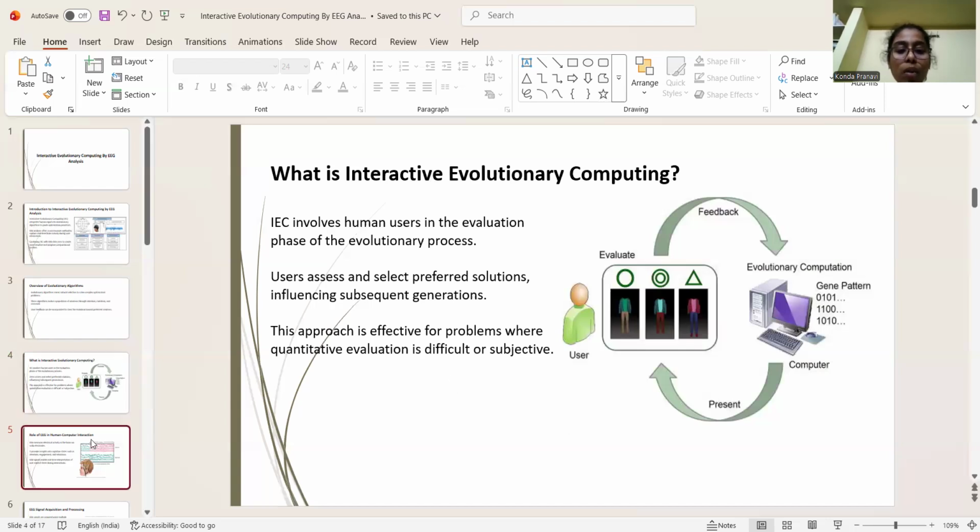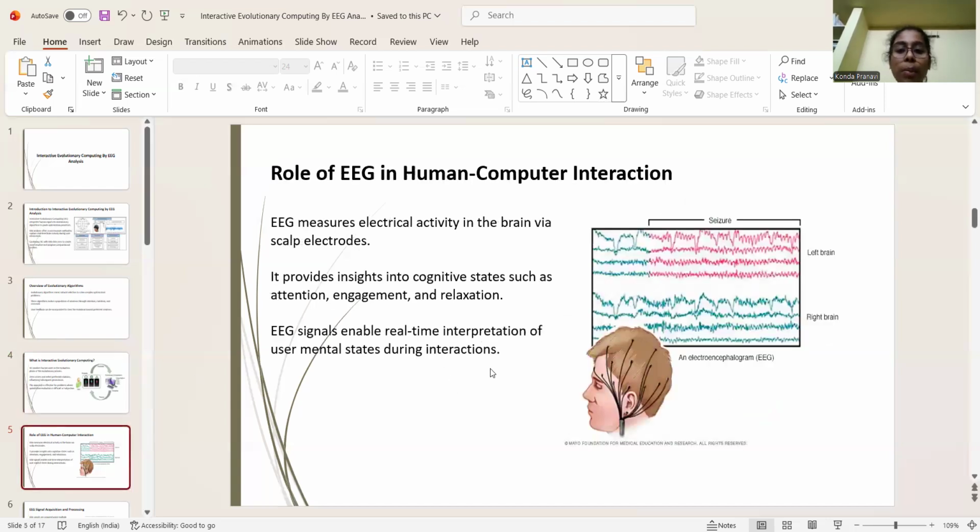And the role of EEG in human computer interaction. EEG measures electrical activity in the brain using electrodes placed on the scalp. It helps to detect mental states such as attention, engagement, and stress or relaxation. Using EEG, we can also understand user reactions without requiring explicit input.